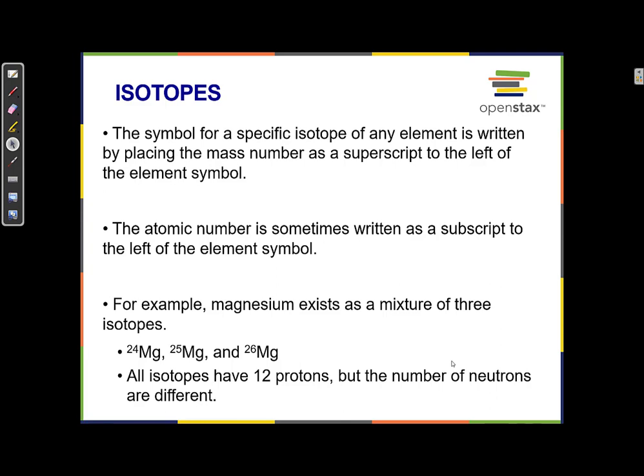So isotopes are atoms that were discovered around 1932, and they are atoms of the same element, but they have a different mass. So, for example, magnesium exists as a mixture of three isotopes, magnesium 24, 25, and 26. So let's look at this a little bit closer.